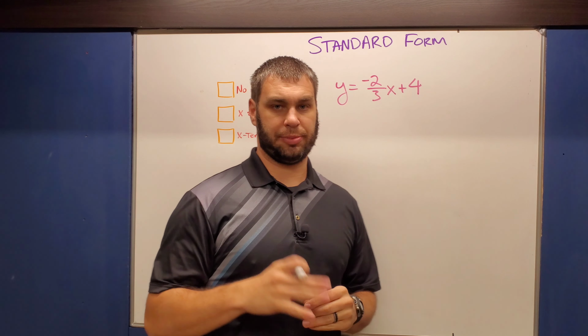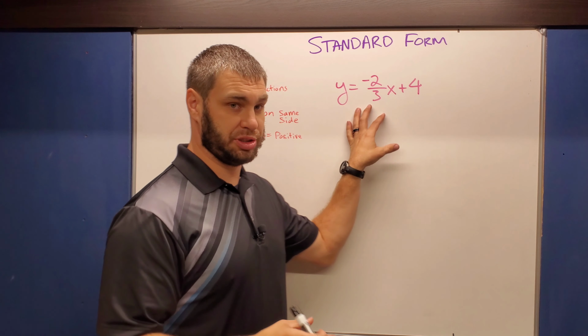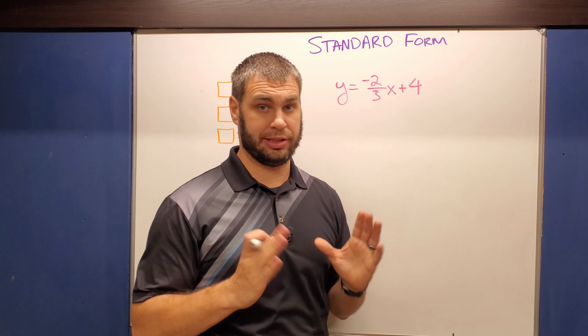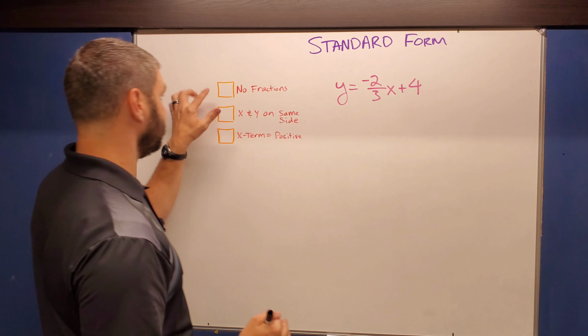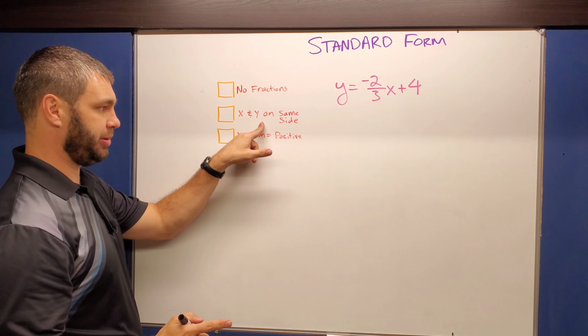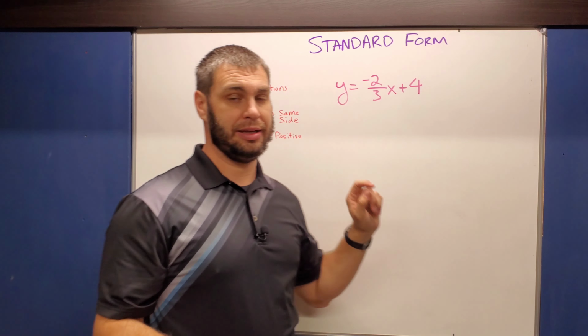In this video, we're going to do a couple problems where we take a problem like this, which is in slope-intercept form. We want to change it to look like standard form. All right, so when we do this, remember we have kind of three things. I call this my standard form checklist. We can't have fractions. The x and y have to be on the same side, as well as the x term has to be positive.